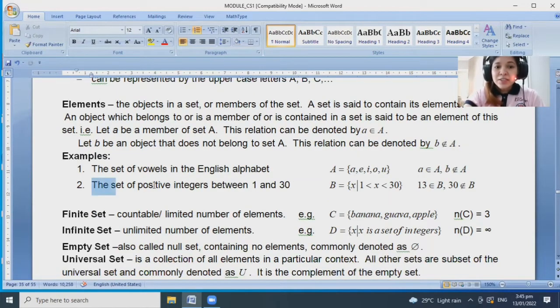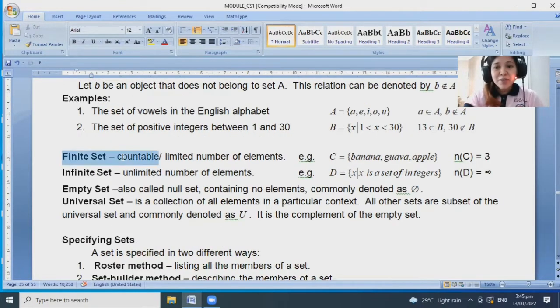Number 2, the set of positive integers between 1 and 30. Pagitan lang nila, so hindi kasama yung 1 and 30. So set B is equal to x such that, yung vertical line na nakikita nyo, ang basa doon, such that x is greater than 1 but less than 30. Very algebraic yan. Algebraic form, set notation. So you can write in words na lang. So we may say that 13 is an element of B, but 30 is not an element of B.